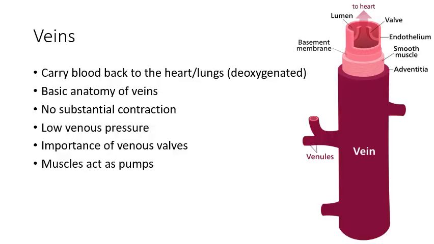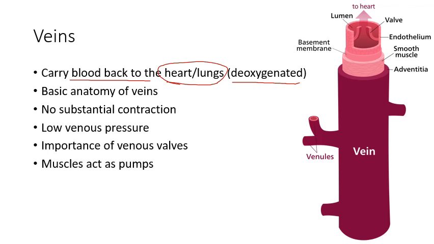First of all, veins. By definition, they carry the blood back to the heart and lung circulation from the systemic, so from the rest of the body and back to the heart, and it carries deoxygenated blood. The exception being, of course, the pulmonary veins that return from the lungs to the heart carrying oxygenated blood. The basic anatomy of veins is similar to arteries in that it has three basic parts.